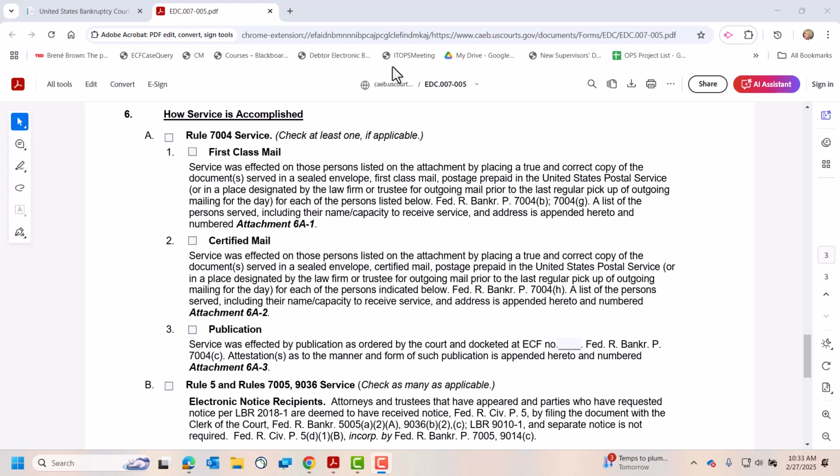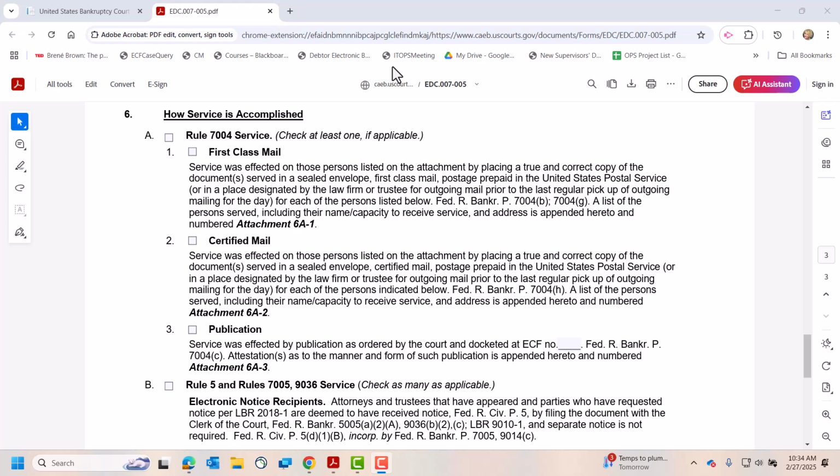For example, Rule 7004 Service or Federal Rule of Civil Procedure 5 Notice. Remember, there are critical differences between service under Federal Rule of Bankruptcy Procedure 7004 and Federal Rule of Civil Procedure 5. Generally, Rule 7004 Service is required for the first paper served in an adversary proceeding or a contested matter. In most other cases, Rule 5 notice is sufficient.